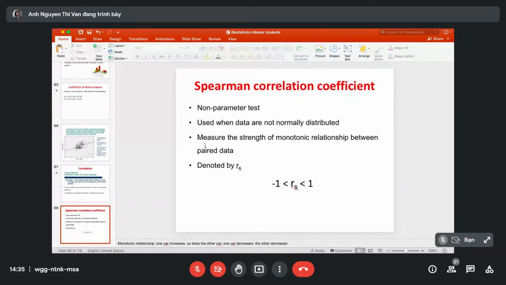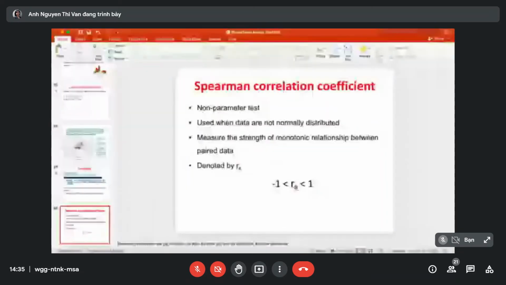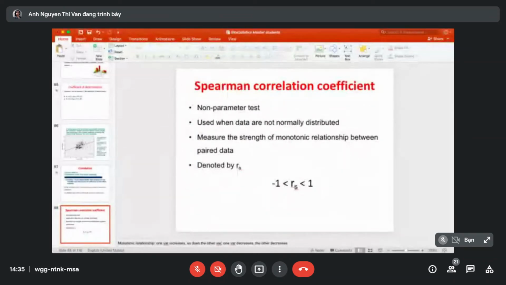So what kind of relationship does the Pearson correlation test tell you? You remember? I'm not sure. I don't remember much because usually I will reread the slide.